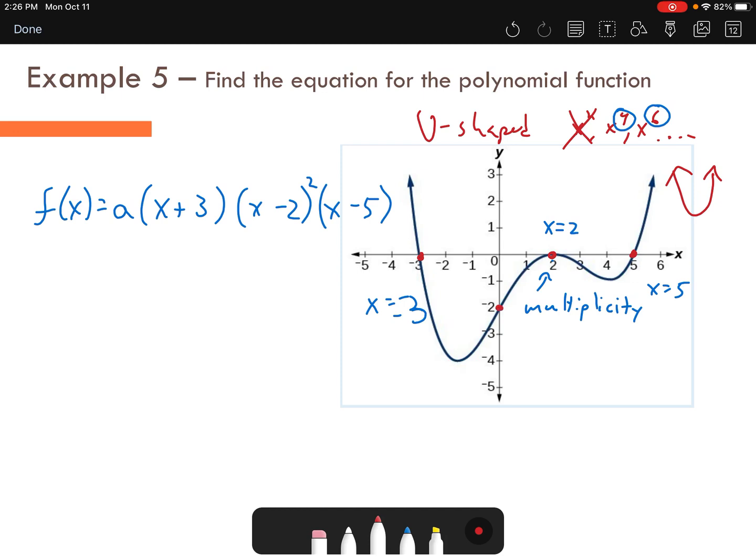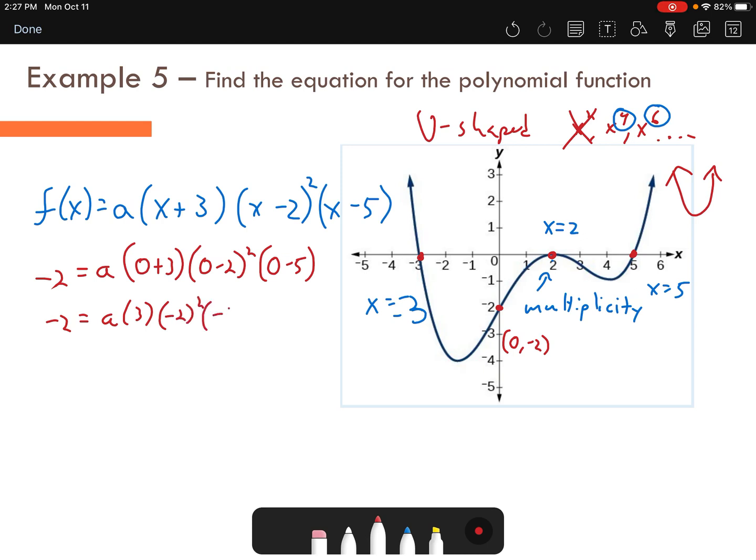However, we can find it by using a different point. In this case, it looks like we could use the point 0, negative 2. So we plug it in. Negative 2 equals A times 0 plus 3, 0 minus 2 squared, times 0 minus 5. And then we solve for A. So we get 3 times negative 2 squared times negative 5. I believe that's going to be 4, 12, that's negative 60, correct? Divide by negative 60, I got 1/30.